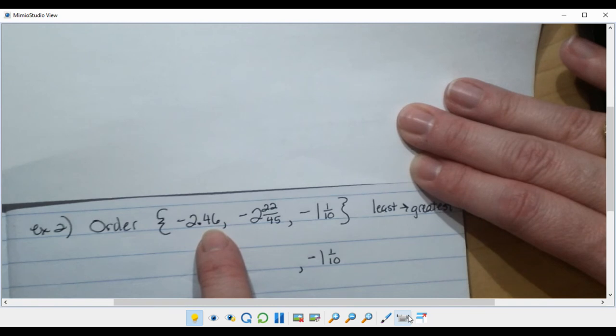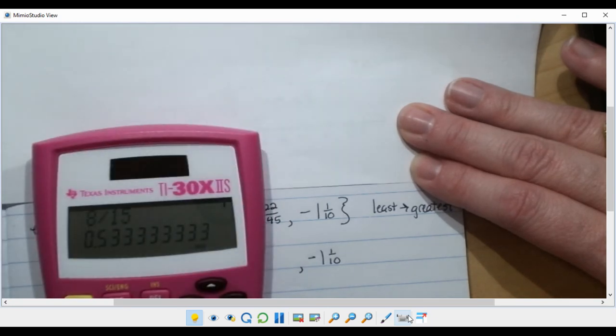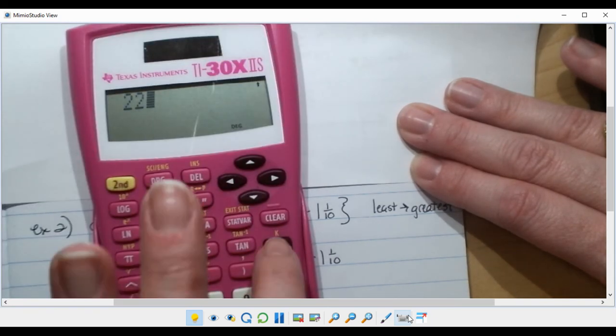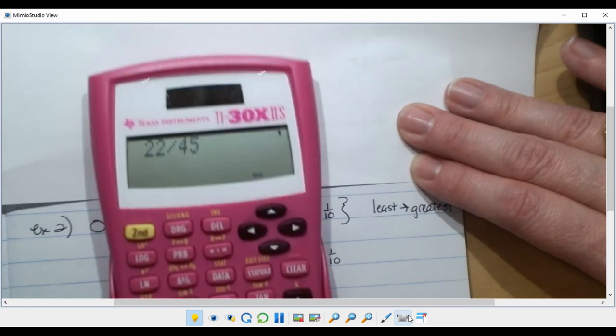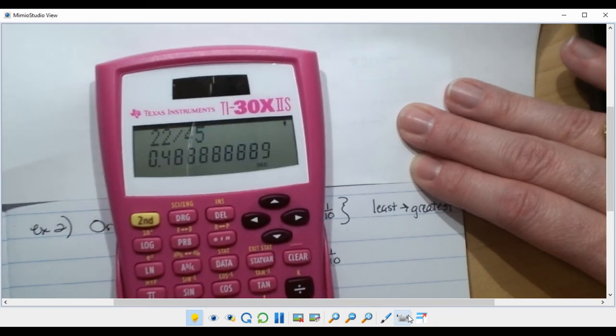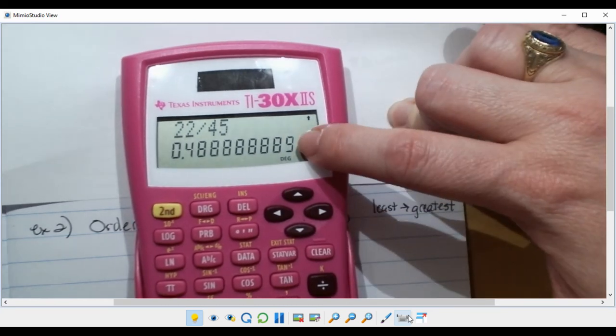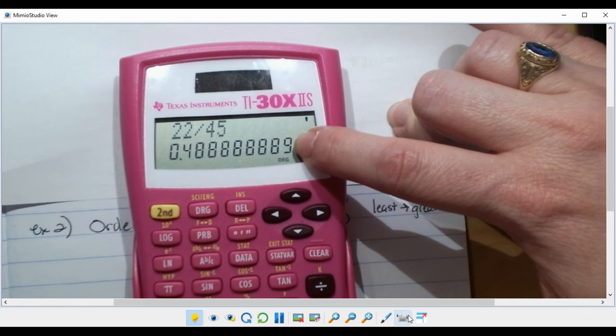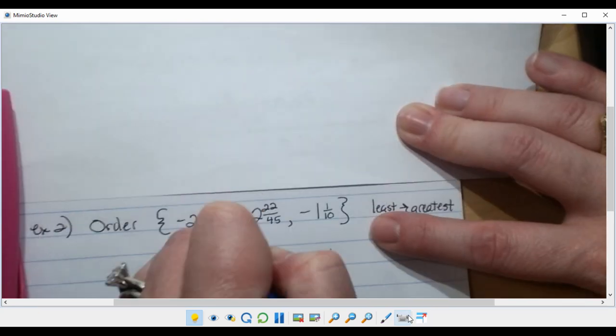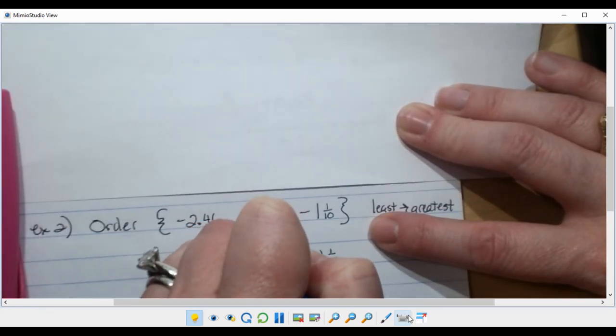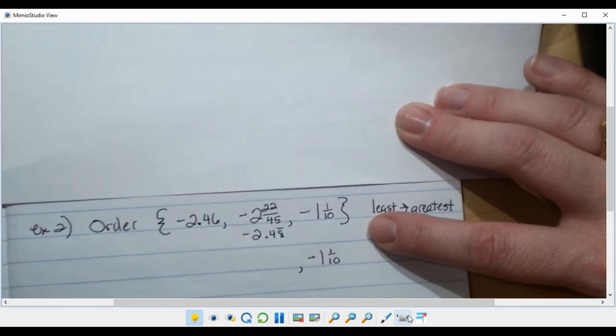So I've got 0.46 and I've got 22/45. I think this 22/45 is going to a decimal. So 22 divided by 45, just the way I saw it, we get 0.488888. Remember, this is the calculator's way of showing it's a repeater. It rounded it. So this is going to be -2.48 with the bar over the 8.